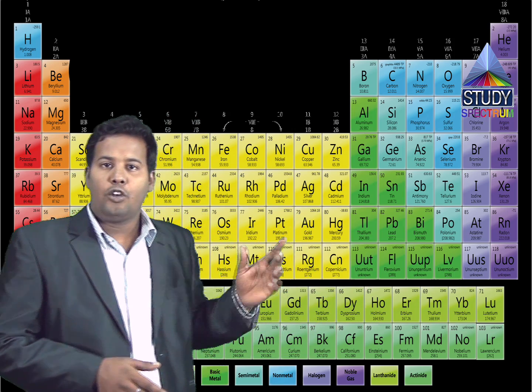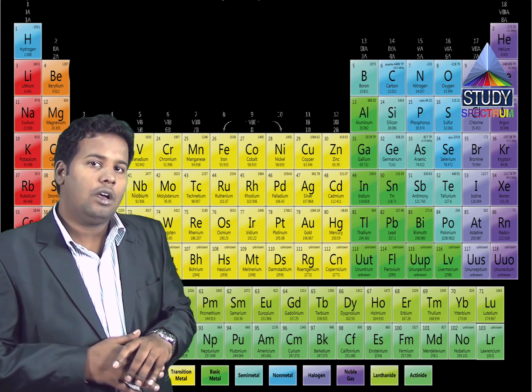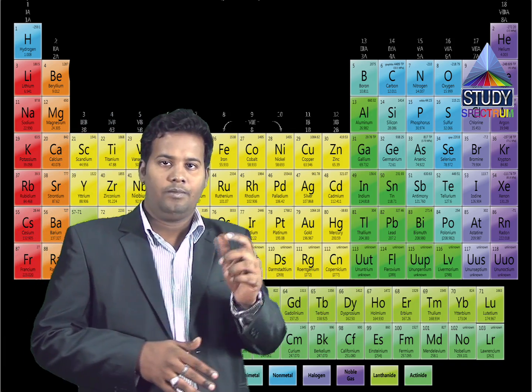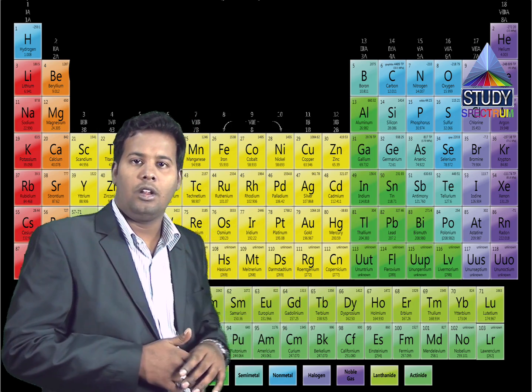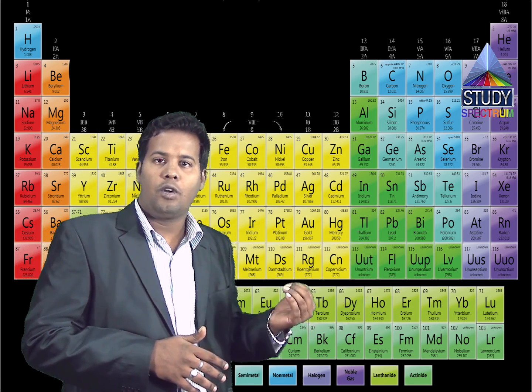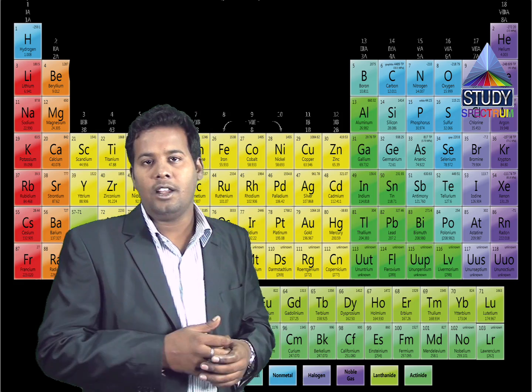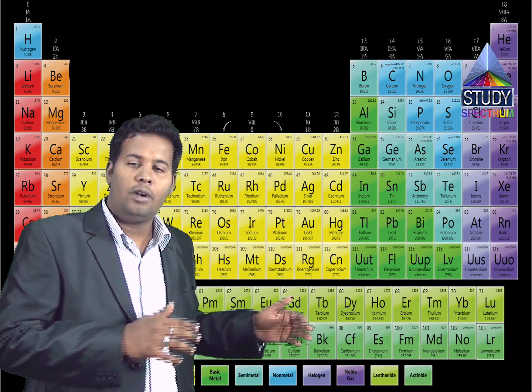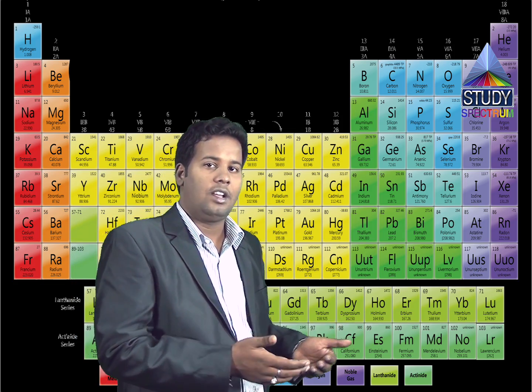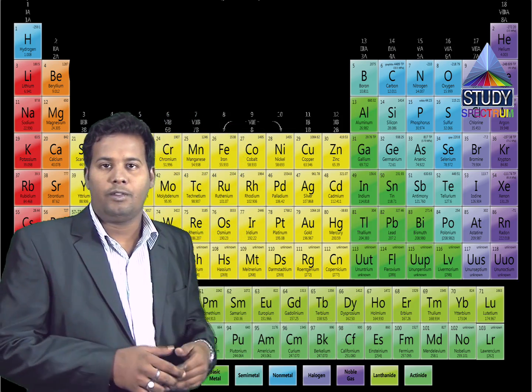Also, if you remember in Mendeleev's periodic table, there was a mismatch, where cobalt was placed before nickel, although the atomic mass of cobalt was slightly higher than nickel. So if you see this periodic table, cobalt is actually placed after nickel and not before nickel.